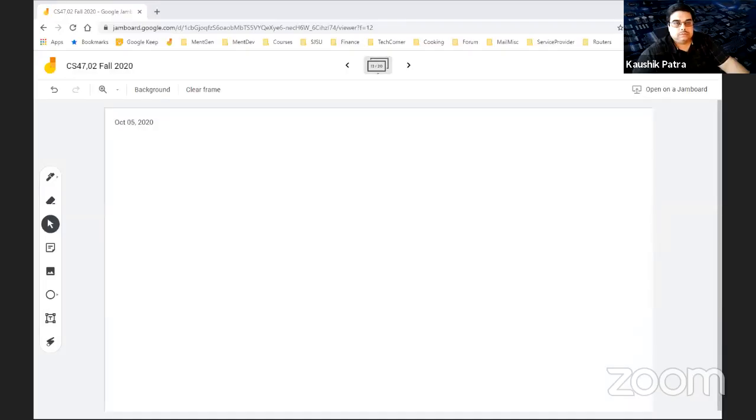Till then, let me try to reiterate this concept of a procedure or function, whatever you want to call it, at the assembly level. Let's try to compare it with your high-level functions, so that it starts making sense. All right, I'm sharing my Jamboard.